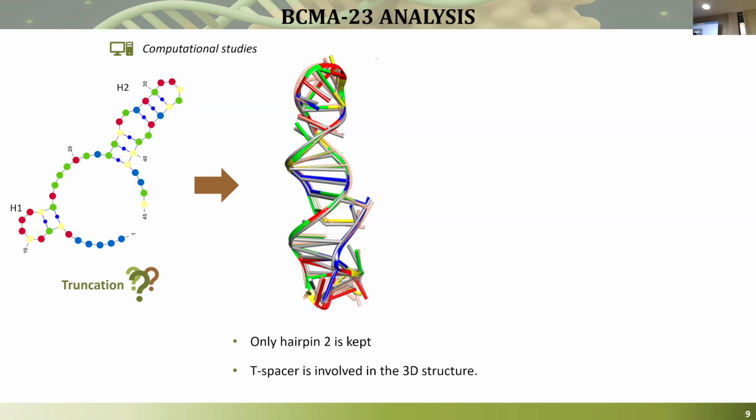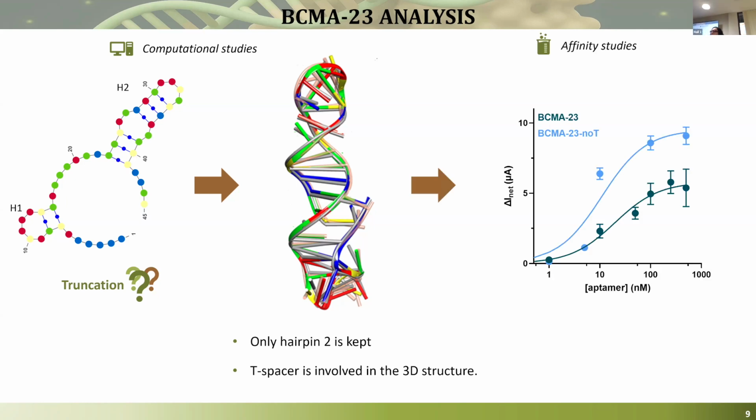So we thought, okay, maybe this is the problem, and if we remove these 5 kinins, we can improve it. So we did so, and we tested them empirically. And as you can see here in the light blue, we have the aptamer with no kinins, and it seems to have better affinity. So maybe having our biotin here is affecting the binding.